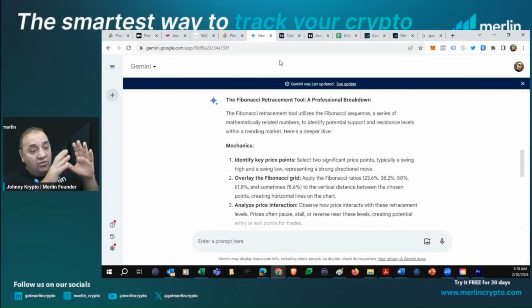And this tool is going to help us create ways to look at charts to be able to see what are some potential entry and exit targets. So I'm going to read to you here from the AI system what a Fibonacci tool is. As you can see here, the Fibonacci retracement tool utilizes a sequence of mathematically related numbers to identify potential support and resistance levels within a trending market. Key point: you select two price targets, what we typically call a swing high to a swing low, that represents a directional move. I'm going to show you how to do that in a minute.